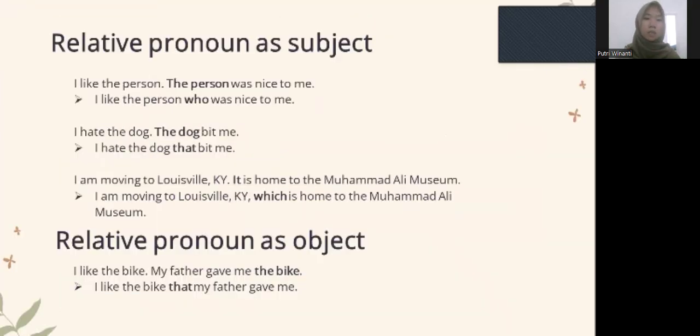Okay, relative pronoun as subject. For example, I like the person. The person was nice to me. Both sentences will become, I like the person who was nice to me. The person in the second sentence can be who. Okay, so for the first example, the person in the second sentence, when combined into one sentence, is changed into who.